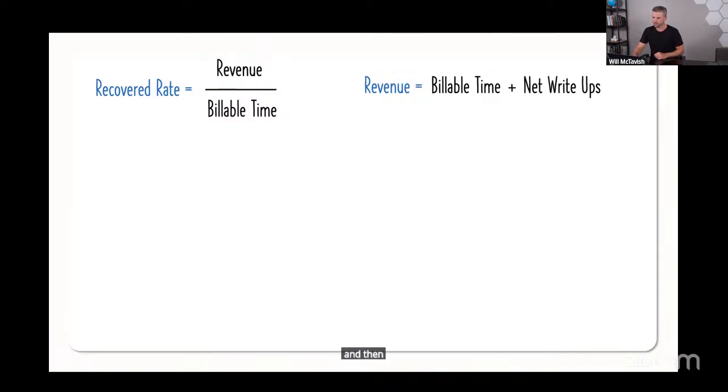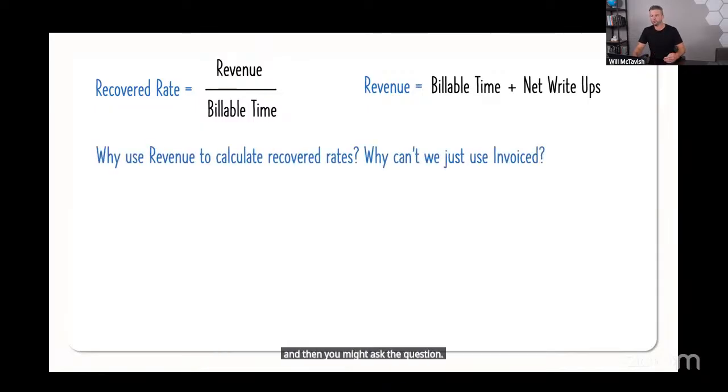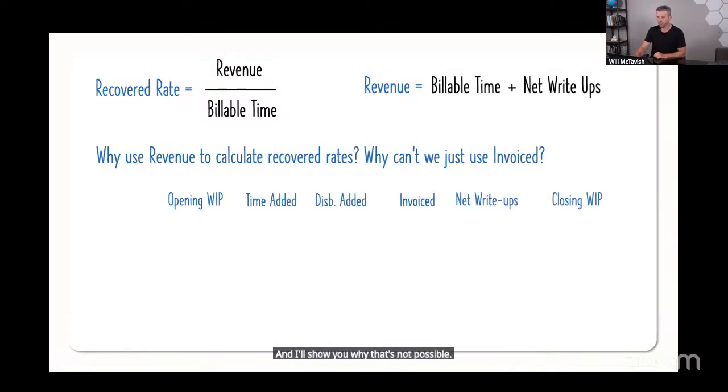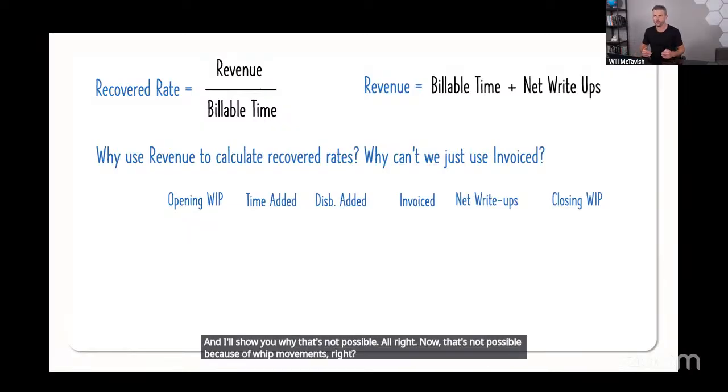And then you might ask the question, why do we use revenue to calculate recovered rates? Why can't we just use the invoice value? Because the invoice value is in our WIP equation, right? Why can't we just go, that's what was invoiced, and let's divide that by our time? And I'll show you why that's not possible. That's not possible because of WIP movements, right? We don't open and close every job within the same period.